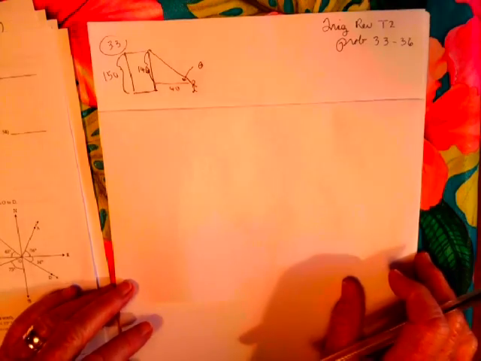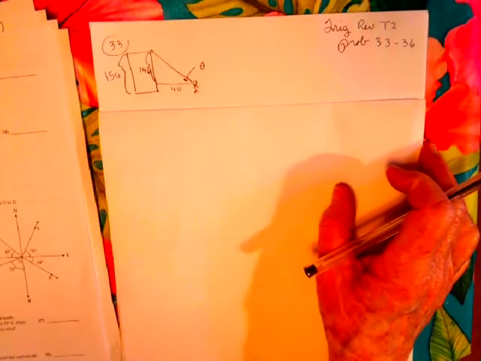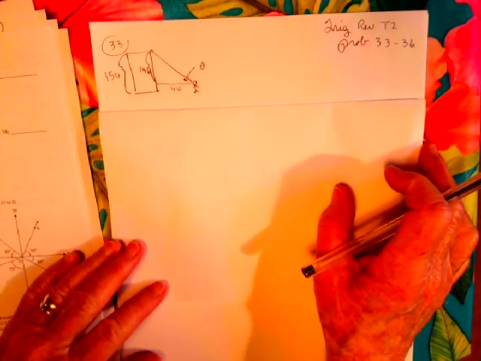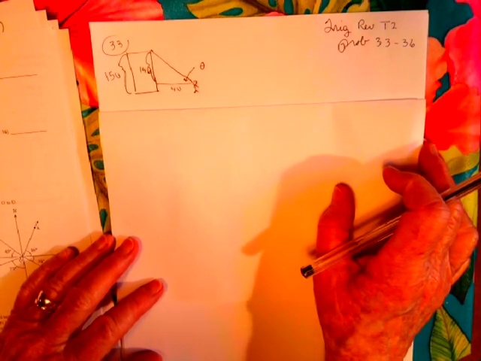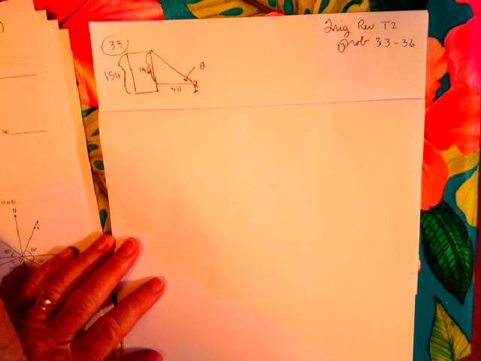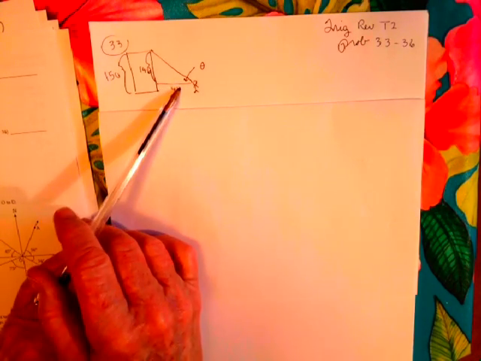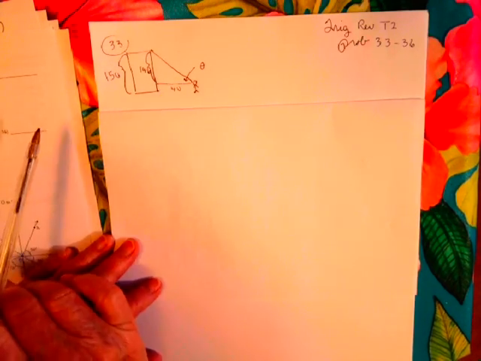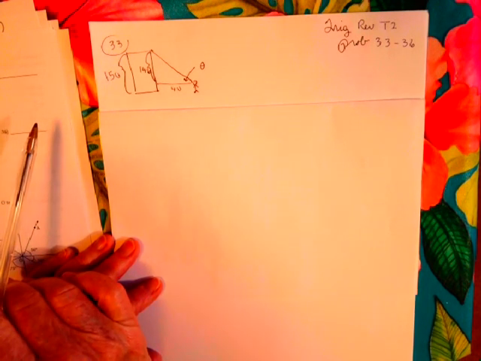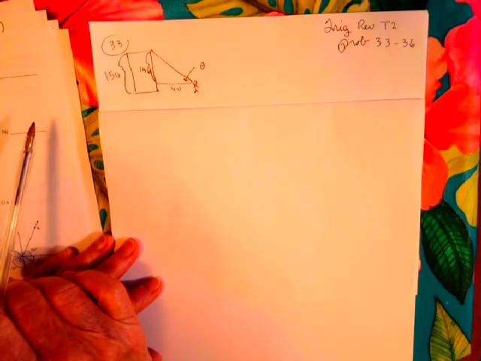We're now going to do trig review test 2, problems 33 through 36. 33 says a building 150 feet tall casts a 40-foot shadow. If a person stands at the end of the shadow and looks up at the top of the building, what is the angle of the person's eyes to the top of the building to the nearest hundredth of a degree? Assume the person's eyes are 4 feet above the ground.